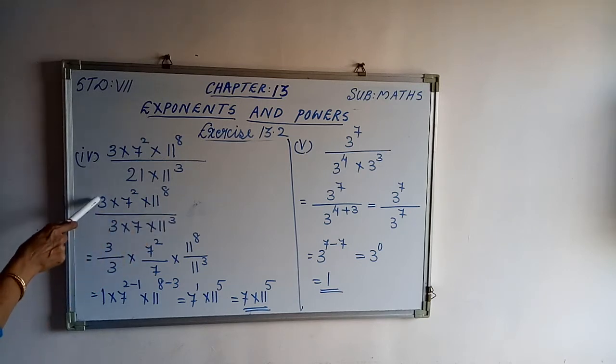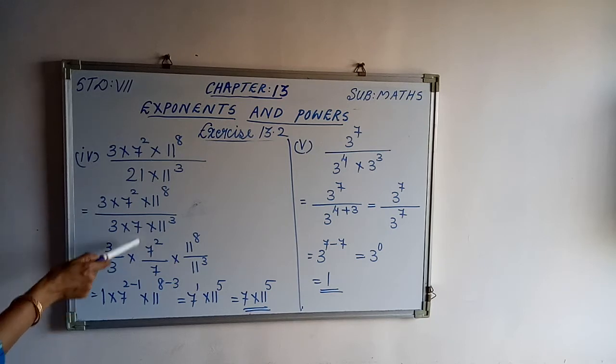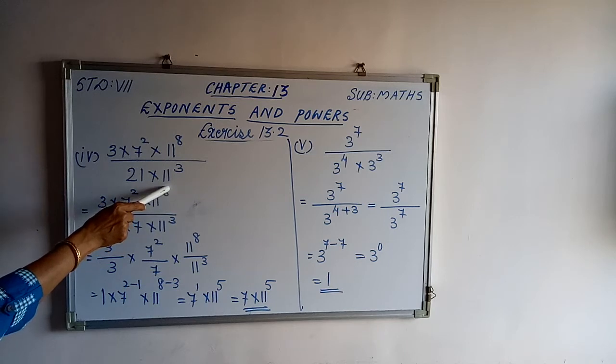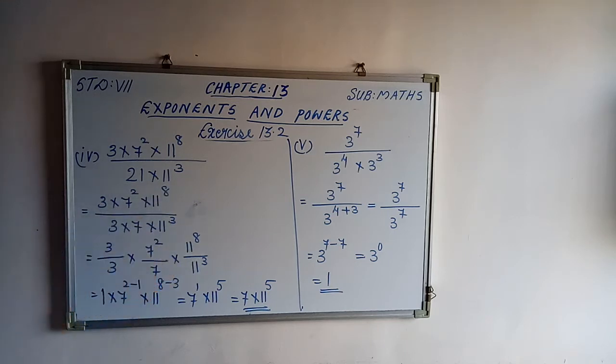Now keep the same bases here, 3 and 3, 3 upon 3, multiplied by 7 square upon 7, multiplied by 11 raised to the power 8 upon 11 cube. 3 divided by 3, 1, multiplied by 7 raised to the power 2 minus 1, multiplied by 11 raised to the power 8 minus 3. We get 7 raised to 1 multiplied by 11 raised to 5. So the answer is 7 multiplied by 11 raised to the power 5.